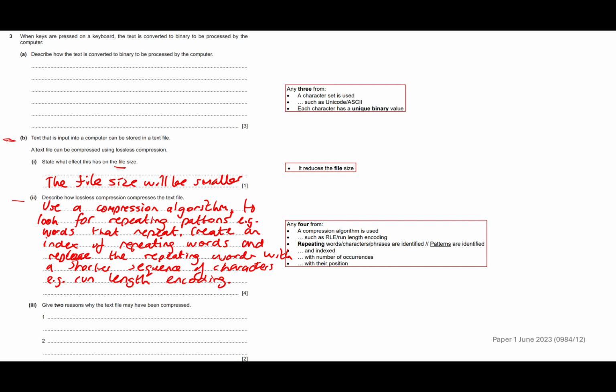So we've mentioned compression algorithm, we've mentioned run length encoding, we've talked about looking for repeating patterns, repeating words or characters. We're okay with that. We've mentioned an index, and we've also mentioned at least one other thing as well. So we're fairly happy with that one. So let's just finish the last one off.